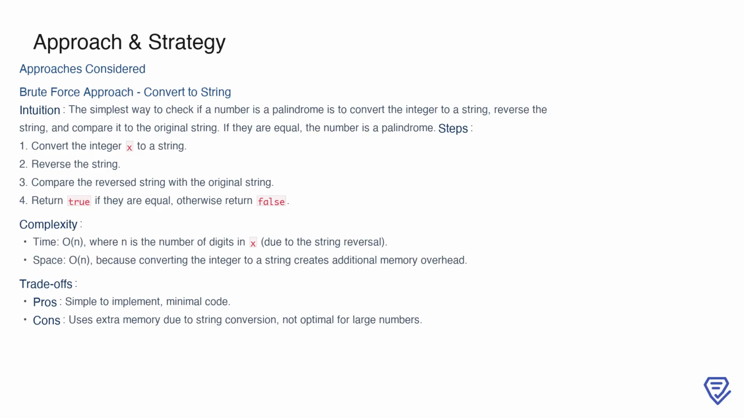The steps are simple. First, convert the number into a string. Then, reverse the string and compare it with the original. If they match, the number is a palindrome.